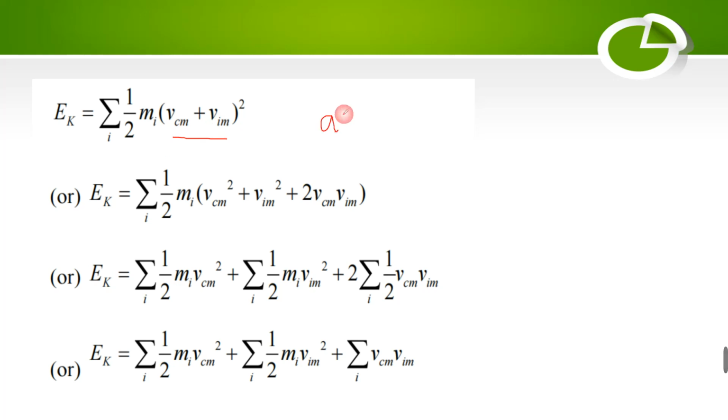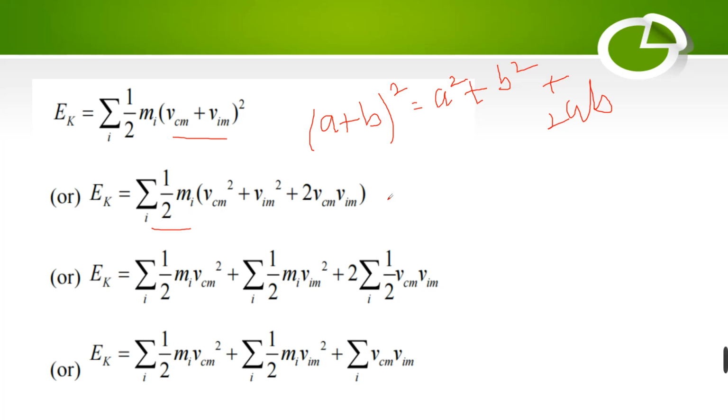It is in the form of (A plus B) the whole square. Well, the formula for (A plus B) the whole square is what? A square plus B square plus 2AB. So we are simplifying using this formula. So summation i equal to 1 to n, half mi of (Vcm square plus Vim square plus 2 Vcm and Vim). So we can bring this summation i half mi inside this bracket.